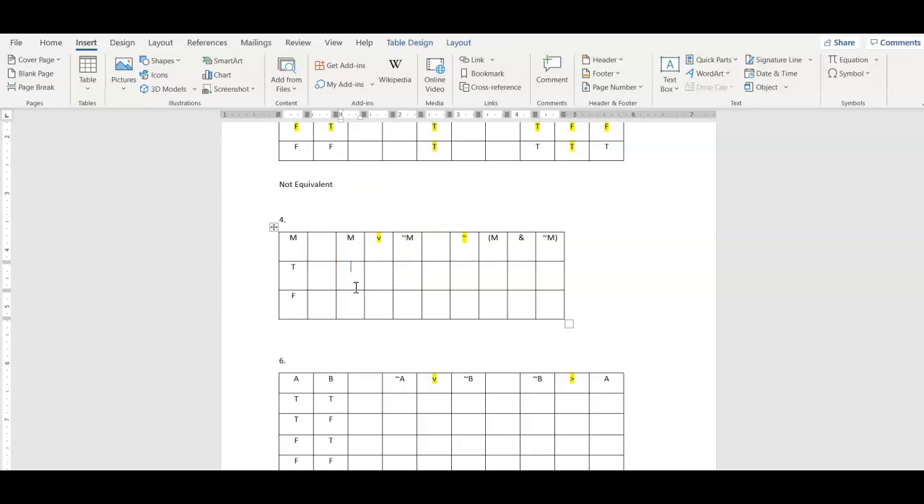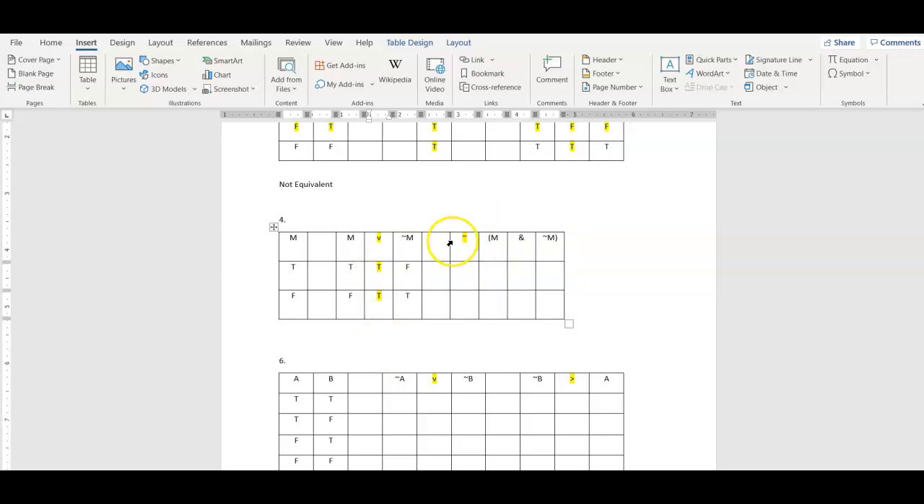So again, N can be true on this line, false on this line, and not M then is going to be false and true. So now a disjunction comes out true as long as at least one of the disjuncts is true. So from our work in chapter 3, hopefully you recognize M or not M as a tautology, a sentence that always comes out as true.